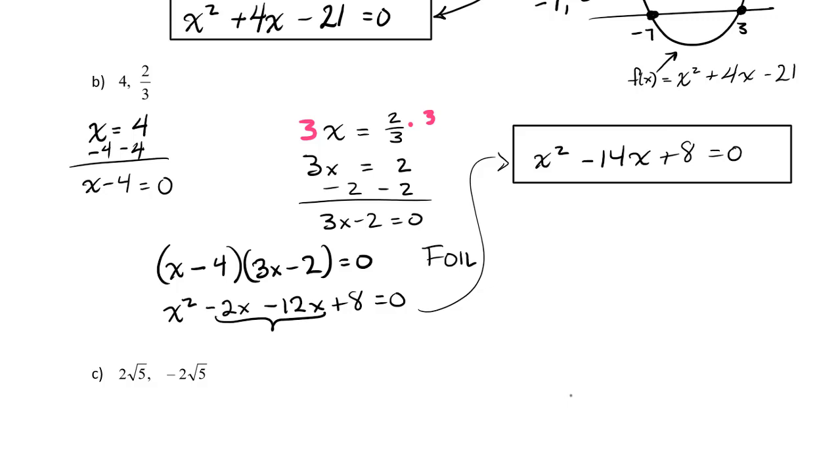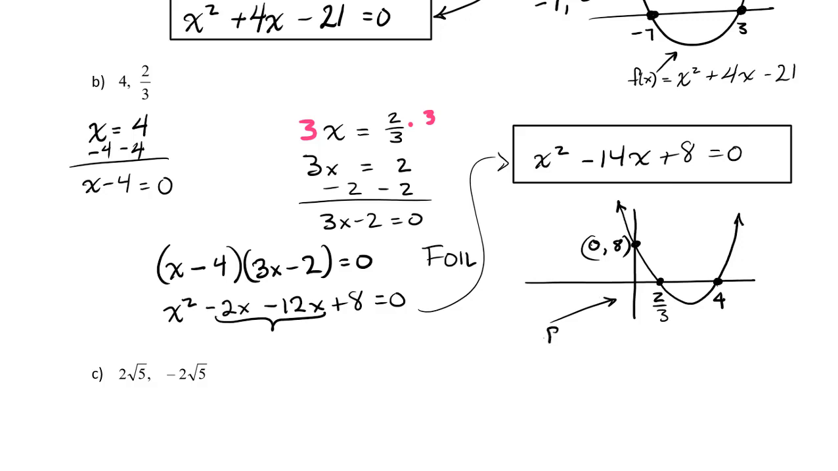Again, if you wanted a little more context, we could say that the solutions to this equation are 4 and 2/3, and it is a polynomial quadratic with y-intercept at 8. And it's opening upwards. And if we wanted to graph it as a function, this graph that I just sketched very quickly would be f of x is equal to x squared minus 14x plus 8.